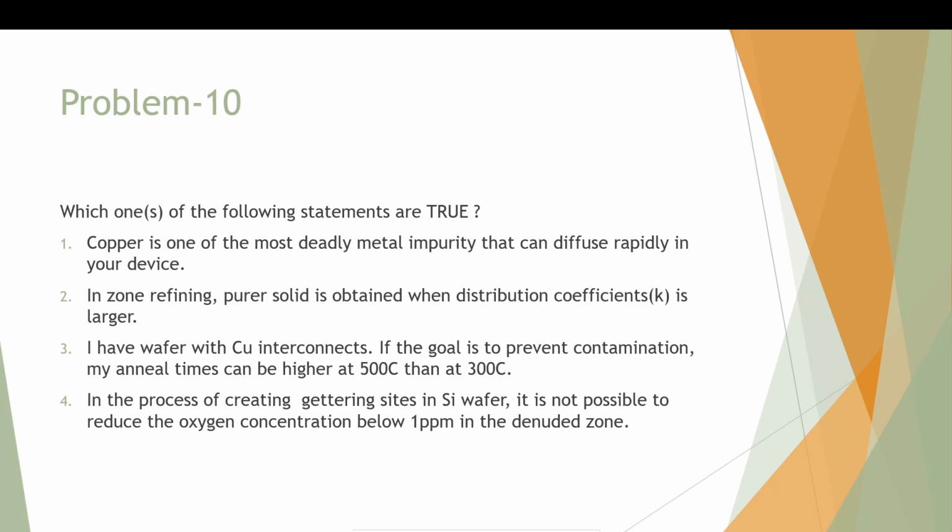Metals diffuse quite fast in silicon, and so yeah, option one is definitely true. Second option: in zone refining, a purer solid is obtained when the distribution coefficient is larger.